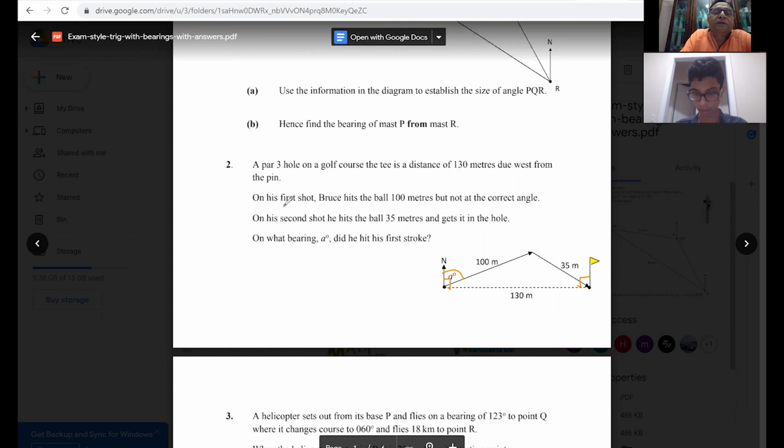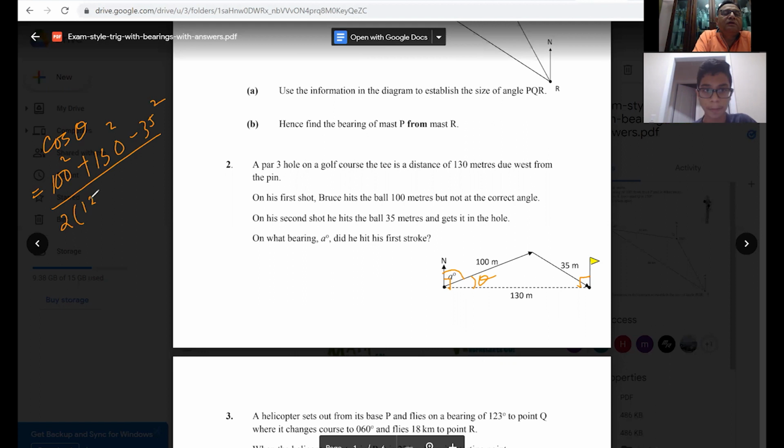Now due west from the pin. Use cosine law to find the angle, and the angle which you should find is this angle, because then clearly we can get our answer straight away, right? So let's call this angle theta. So what is cos theta equal to? It is equal to 100 squared plus 130 squared minus 35 squared, divided by 2 times 130 times 100.